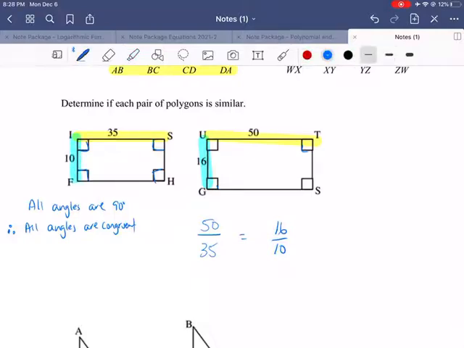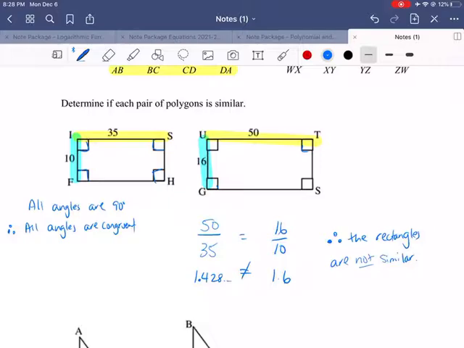So 50 over 35 simplifies to 1.428, and 16 over 10 is 1.6. So is 1.428 equal to 1.6? No, it is not equal. Therefore, the rectangles are not similar.